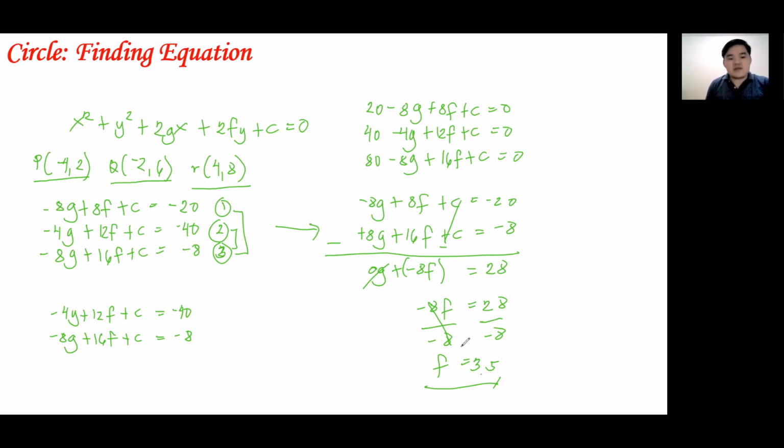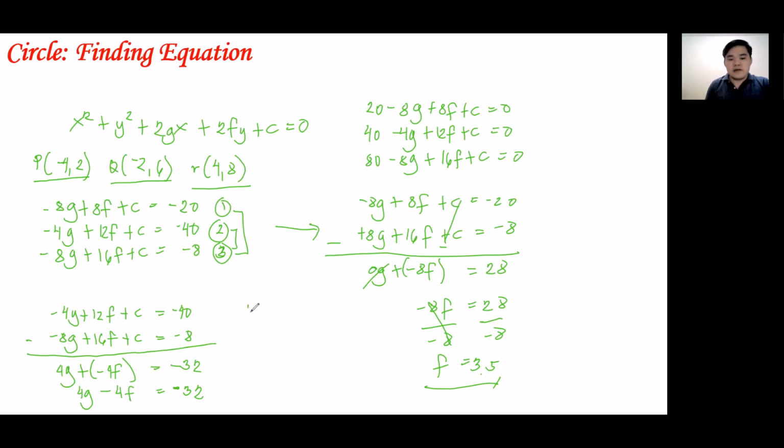Okay, so based on this one, we're going to subtract. So subtract again to cancel C. So this is negative, so that is positive 4G plus, subtract, so this is negative 4F is equal to negative 32. Okay, so we have the equation here: 4G minus 4F is equal to negative 32. But again, we have already our F. So that is 3.5. So we're going to substitute the value of F here.